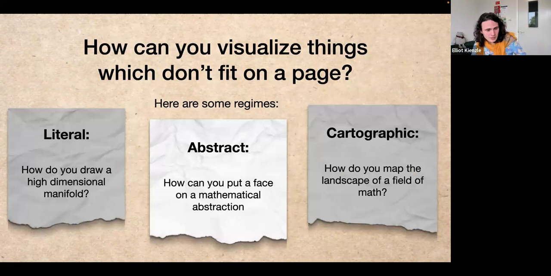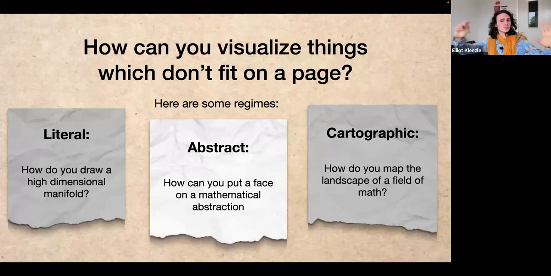So far, I think this is good for these literal interpretations, and I think of these as the bread and butter. Oftentimes as I'm doing more abstract things, I'll always go back to trying to do things literally, and you'll see these things coming up again and again and again. But now we're going to move to the second, more abstract regime, which is the question of how do we put a face on an abstraction?